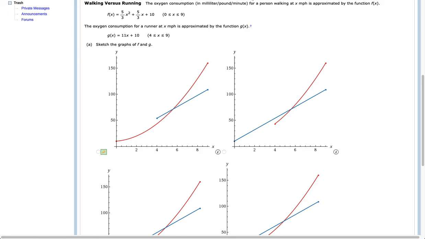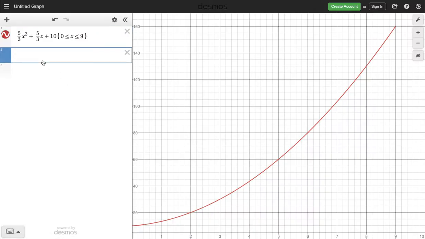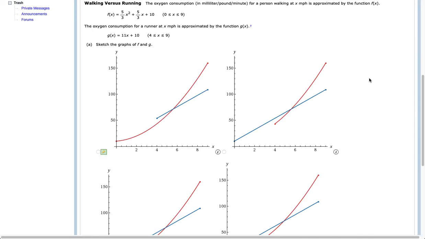It's 11x plus 10, and that goes from 4 to 9. So 11x plus 10, with 4 less than or equal to x less than or equal to 9. And then we close our braces. There we go. So you see this other little piece of the graph. And this is going to allow us to choose the correct choice.